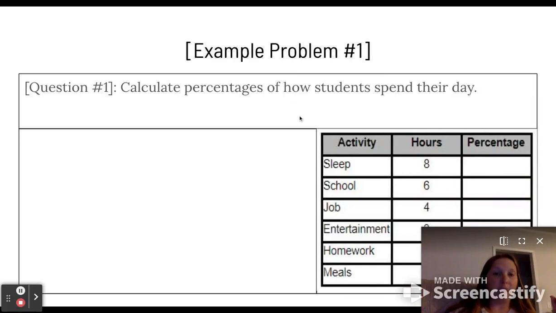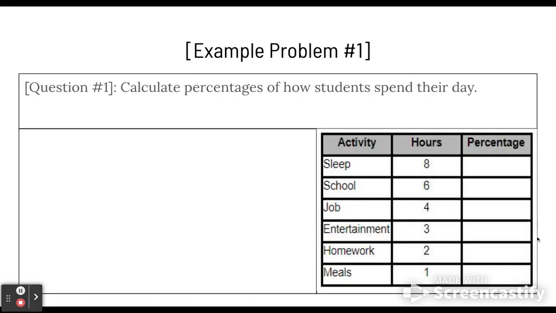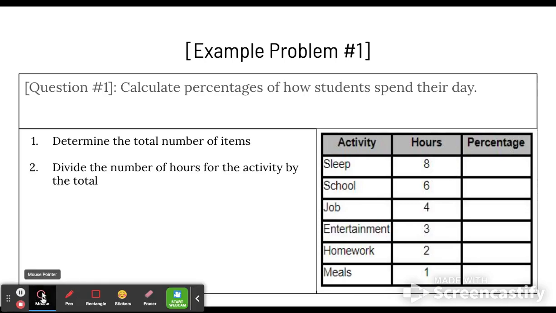Okay, so here's our example. And I'm going to X out of my picture here so you can see the whole data, which is in your notes as well. So we're going to calculate percentages of how students spend their day. So step 1, determine the total number of items. When you do that, you're going to add all of these numbers together. So 8 plus 6 plus 4 plus 3 plus 2 plus 1 is 24. So we have 24 total items.